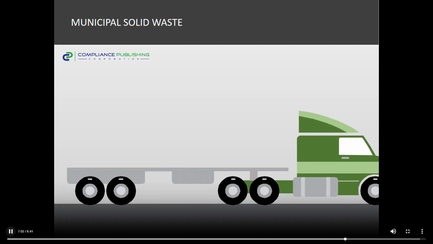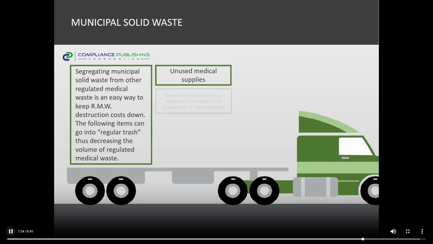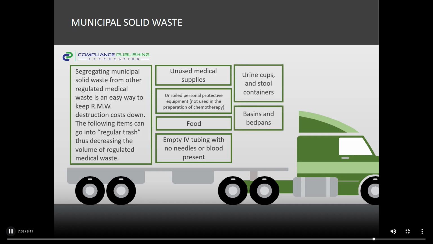Municipal solid waste. Segregating municipal solid waste from other regulated medical waste is an easy way to keep waste destruction costs down. The following items can go into municipal solid waste or regular trash, thus decreasing the volume of regulated medical waste: unused medical supplies, unsoiled personal protective equipment, food, empty IV tubing with no needles or blood present, urine cups and stool containers, basins and bedpans, paper and plastic wrappers.